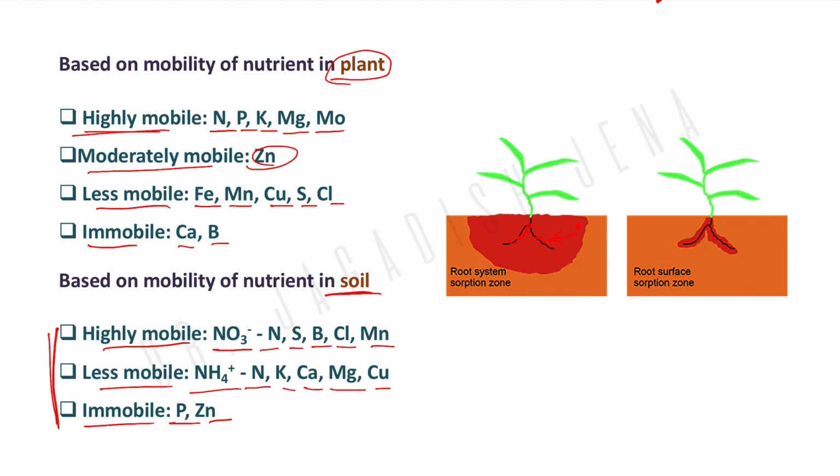If it is immobile like here, then the root absorption, the soil mineral absorption, will be confined only to the root surface area. So where the nutrients are mobile, it is called the root system sorption zone. But in the case of an immobile nutrient, it is called the root surface sorption zone, where only from the surface can it absorb the nutrients.